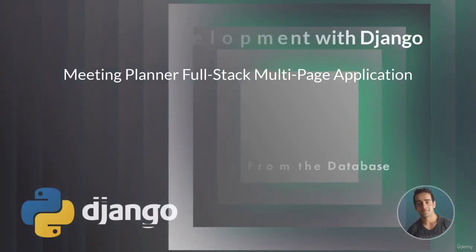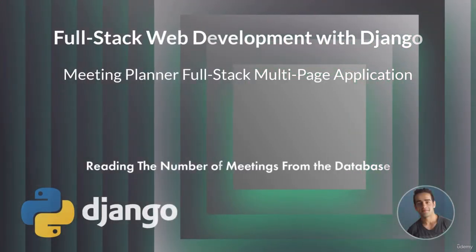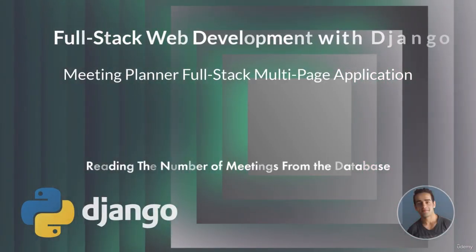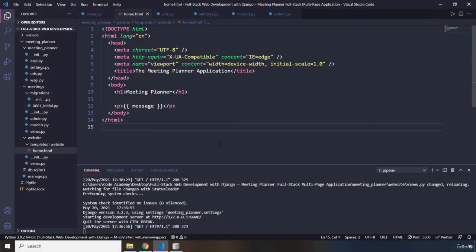Hi everyone, in this lecture we're going to read the number of meetings from the database. So now that we have an idea of what Django variables or template variables are, we are going to take this up a notch and add more data. Now I'm going to show you how you can generate dynamic data within your HTML file.